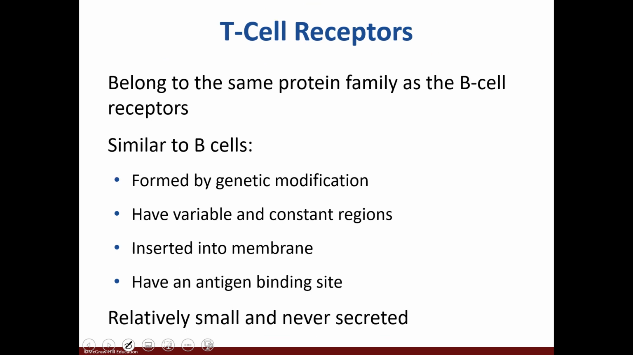T cell receptors somewhat resemble B cells in that they're formed by genes. They also have a variable and constant region and can be found inserted in the membrane. They also have a location to which antigens bind and are never secreted.